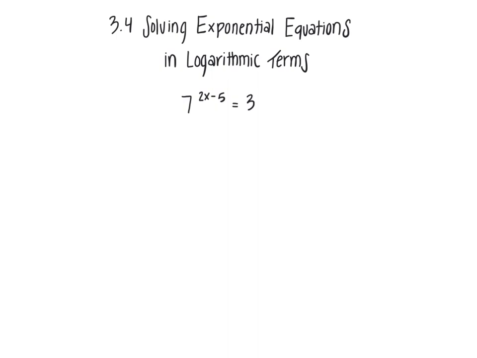Today we're going to continue learning how to solve exponential equations in logarithmic terms. So here we have an equation where our x variable is in the exponent and we want to get it out of the exponent. We did learn the one-to-one property that said if we could make these two numbers look the same, we could cancel them. Unfortunately, there's no way for me to make 7 look like 3. So the only way that I can solve this equation is if I rely on my log properties.